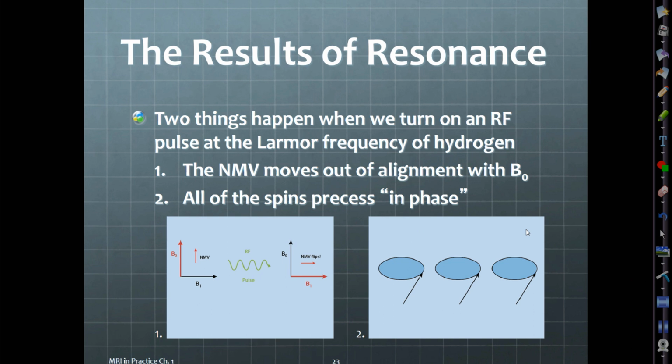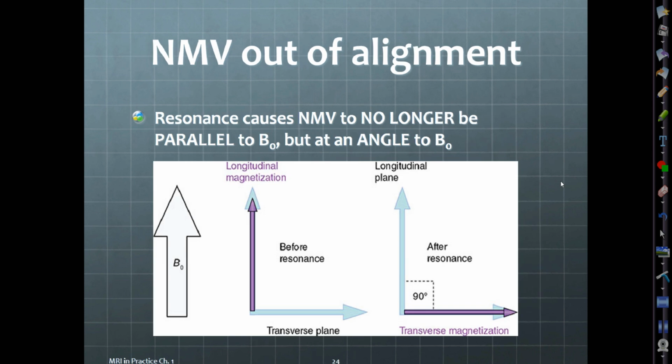Okay. So the subsequent slides are really going to start to go over these two concepts. So further on how the net magnetic vector moves out of alignment. Once again, resonance will cause the net magnetic vector, which is now denoted in purple, to no longer be parallel with B sub 0, but at an angle with B sub 0. Okay? And in this drawing, it just happens to be at 90 degrees. But that's not always the case. We'll get to what this angle is in a moment, but that's our flip angle.